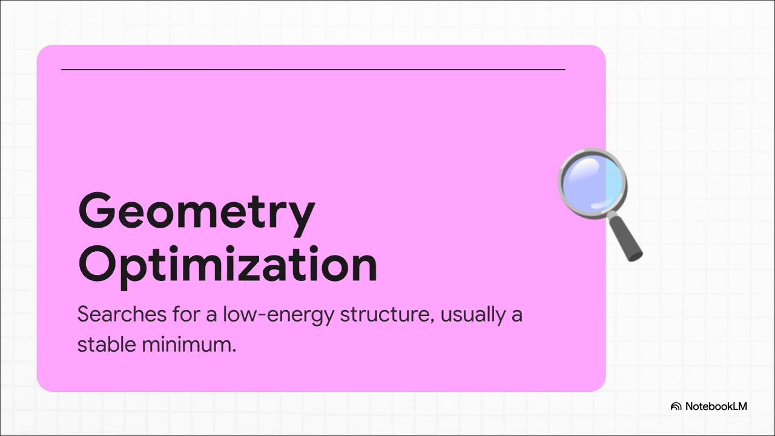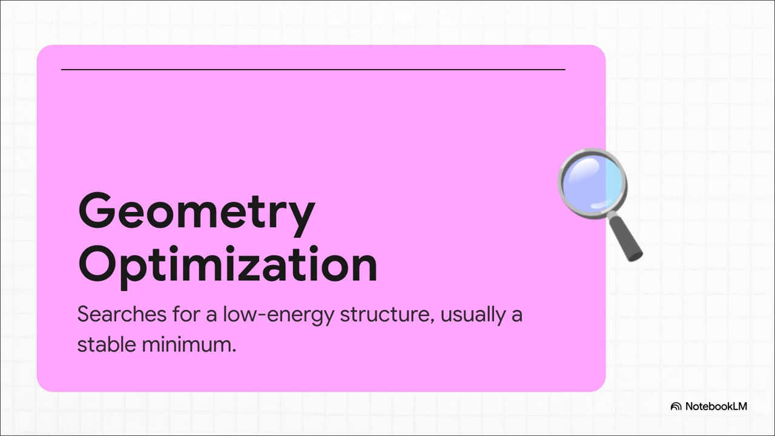Next up is the geometry optimization, or OPT. This searches for a low-energy structure, usually a stable minimum. So, if a single point is a snapshot, an optimization is more like a journey down into a valley. This is your absolute workhorse calculation. I mean, you almost always need to run this to get realistic, stable geometries before you even try to predict any other properties.